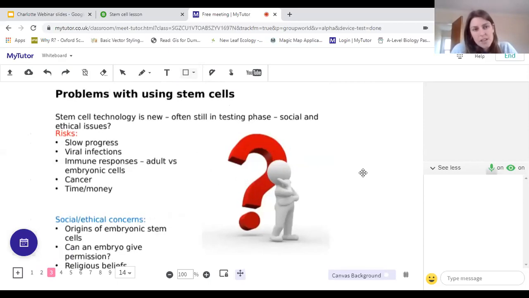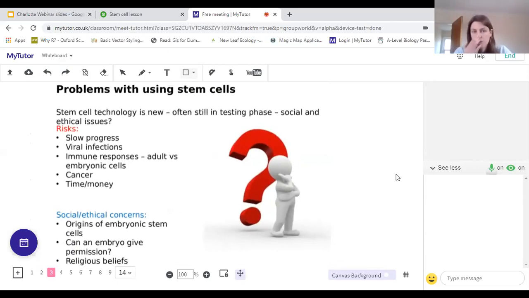But there are some problems with using stem cells. So as I said, stem cell technology is very new. It's often still in the testing phase. And this means that there are some issues. So there are some issues with developing the methods needed, but there's also social and ethical issues. So this is really a discussion topic and something to really think about.